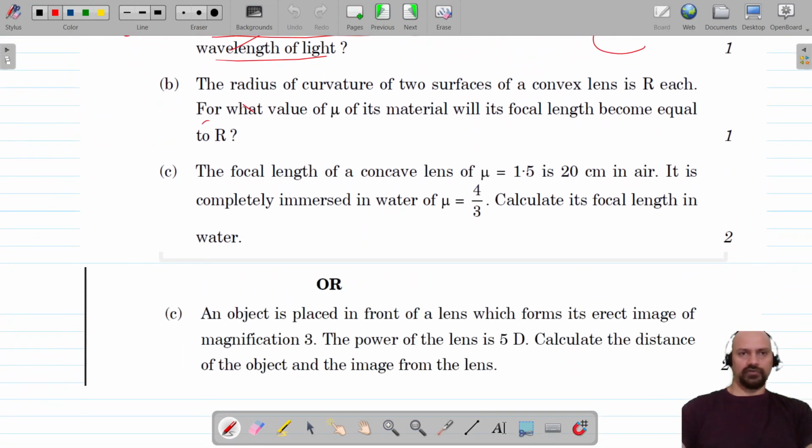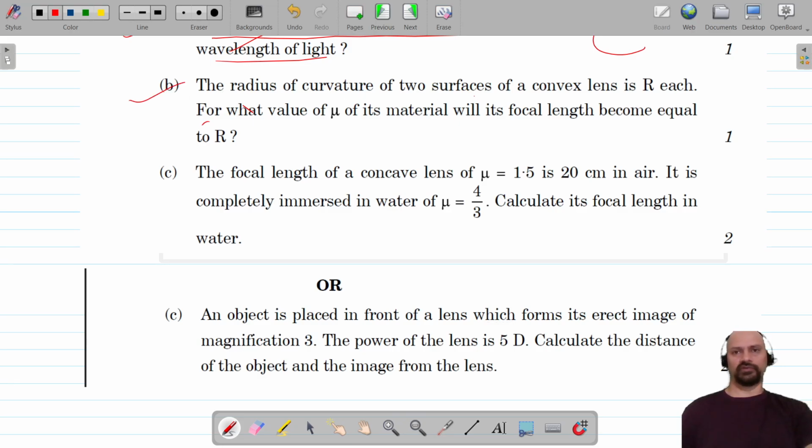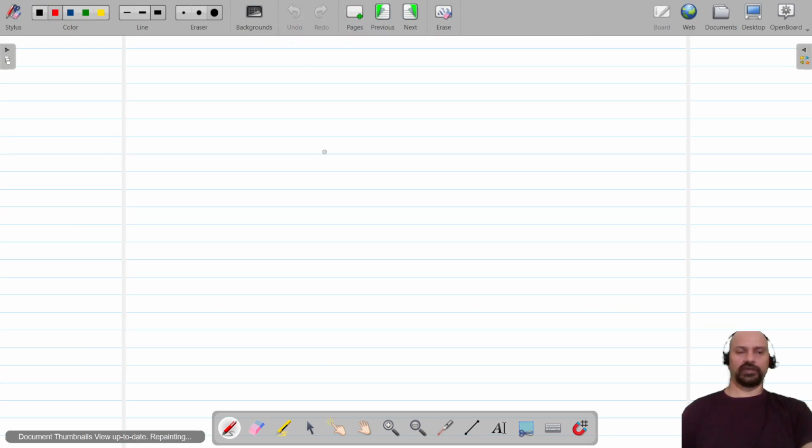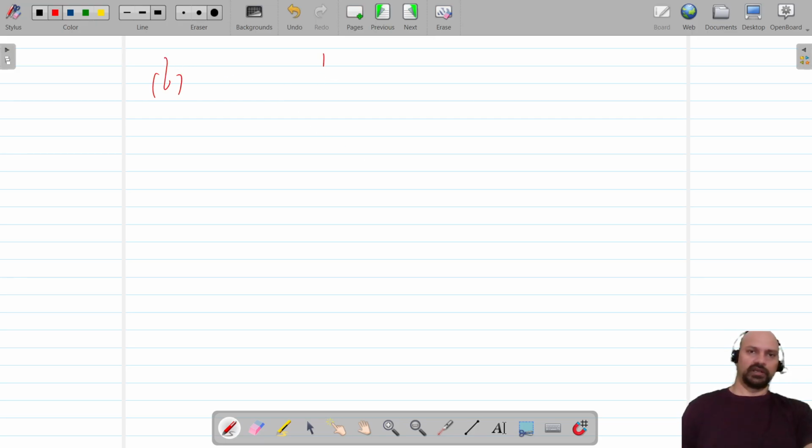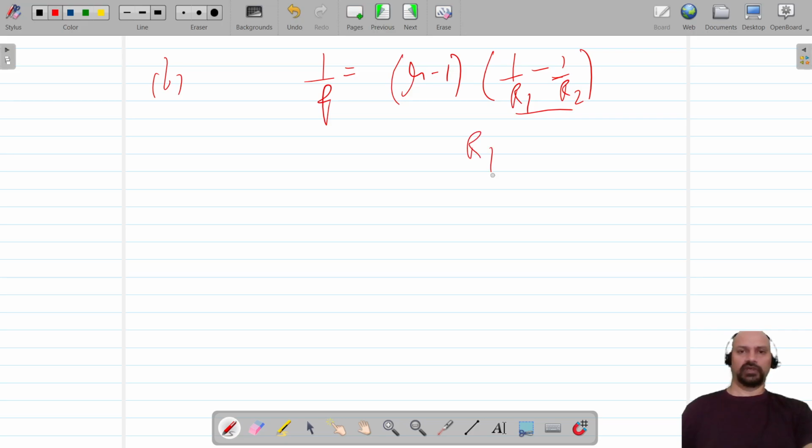Okay, now part 2. The radius of curvature of the two surfaces of a convex lens is R. For what value of refractive index of its material will its focal length become equal to R? When the focal length becomes equal to R, what will the refractive index be? Now 1 by focal length is equal to (refractive index minus 1) into (1/R1 minus 1/R2). Here we take one radius as positive and the other as negative, and we need to find the refractive index.